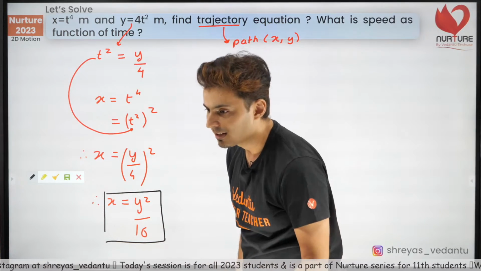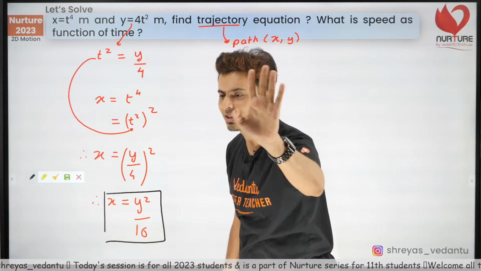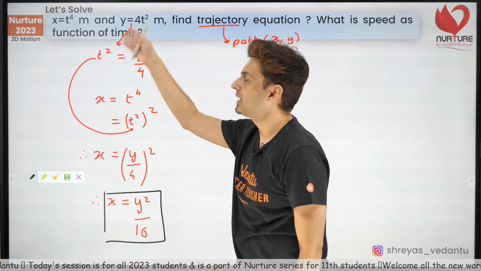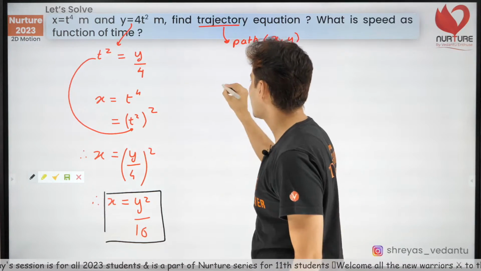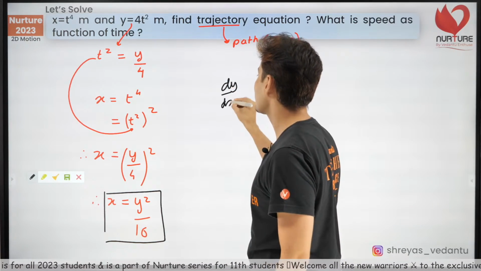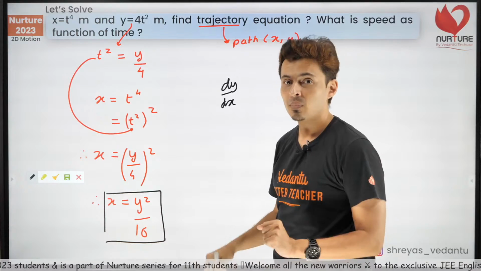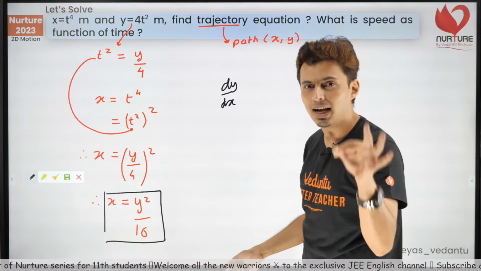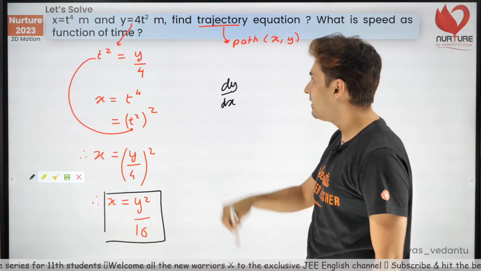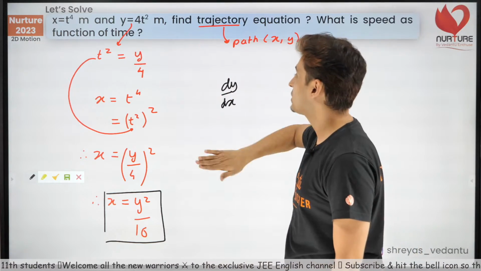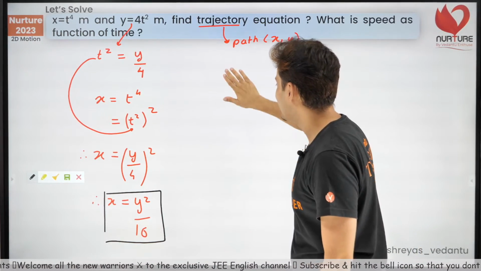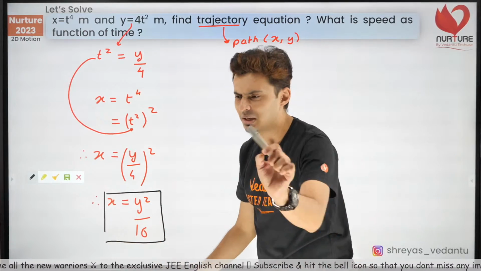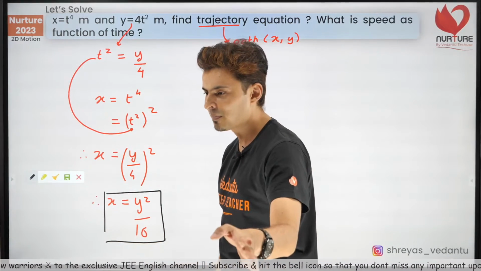Is that clear? No chain rule, nothing. Just eliminate time. The question is not to find dy by dx. You interpreted it wrong. The question is not finding rate of change of y. The question is just to find y in terms of x. If dy by dx was asked, then you use chain rule. But here you don't need that chain rule. It's very simple algebra. Very good. Great.